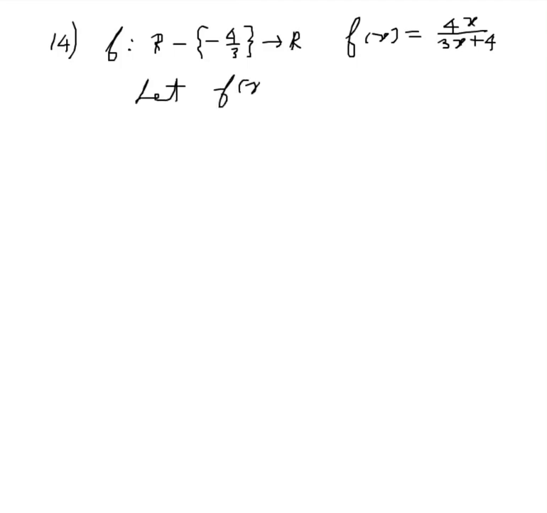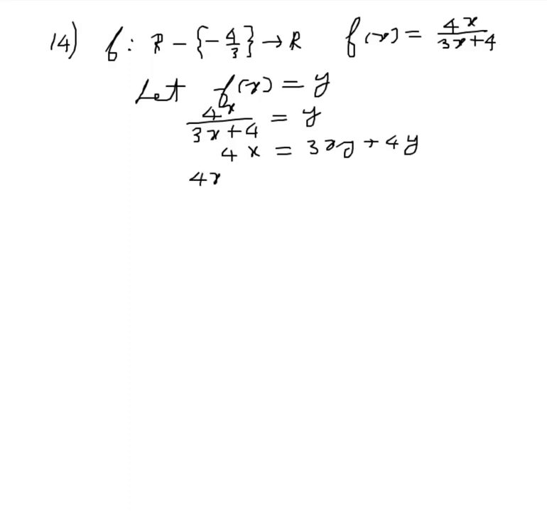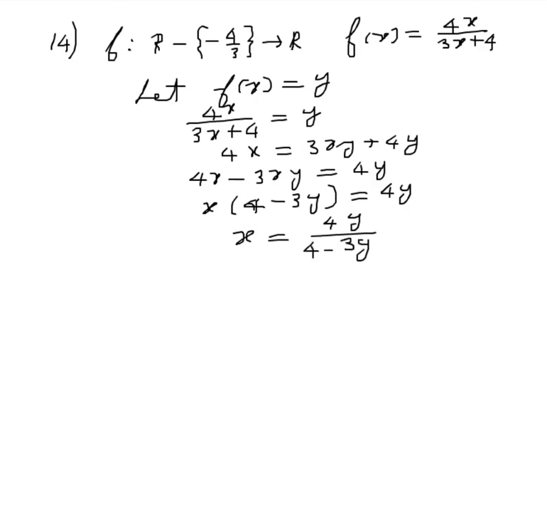Let F of x is equal to y. 4x divided by 3x plus 4 is y. Cross multiply. We have to find x, so collect x terms on one side. X is common, we get x times (4 minus 3y) equals 4y. So that we can write x as a function of y. We will take this as G of y function, which is 4y by 4 minus 3y.